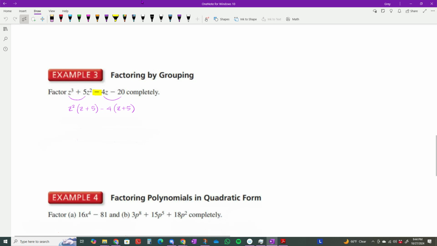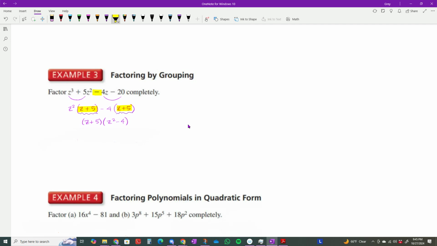Because if these two things are not the same, as I keep saying, you can't go any further. And I actually want to highlight it. This right here now is my common factor. So when I take that out, I have z plus 5. And what is left, when I take z plus 5 out of this first part, I'm left with z squared. And when I take it out of the second part, I'm left with minus 4.